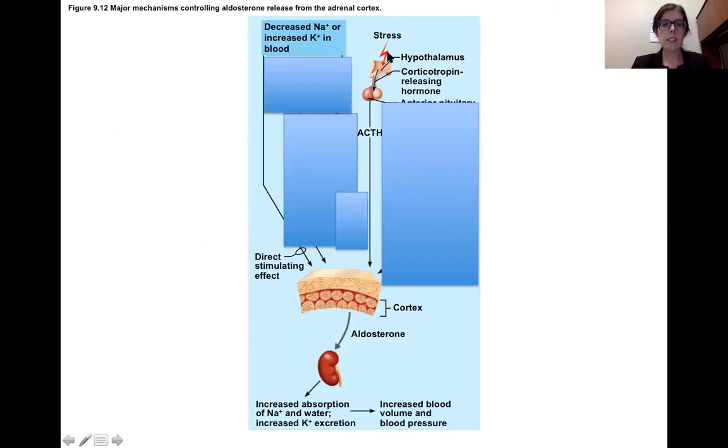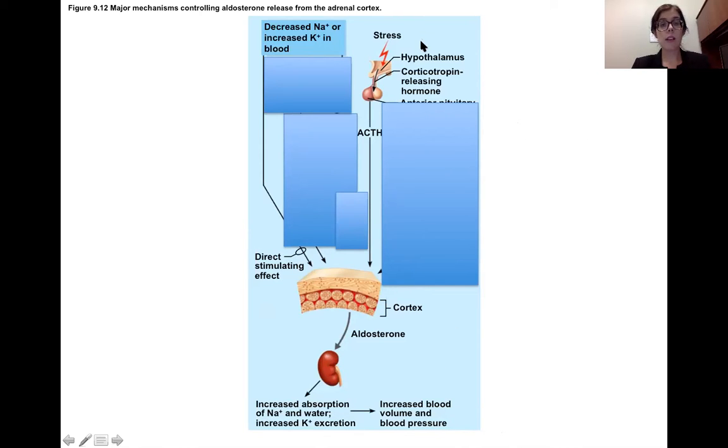And so this is the figure from your book. Your book puts a lot of other details in there that I don't think are helpful. So if we have decreased sodium in the blood, we're going to directly stimulate our adrenal gland to release aldosterone, which will tell our kidney, hey, reabsorb some of that salt and excrete some of that potassium. So the salt and the water will follow into our blood. We'll have increased blood volume and increased blood pressure.